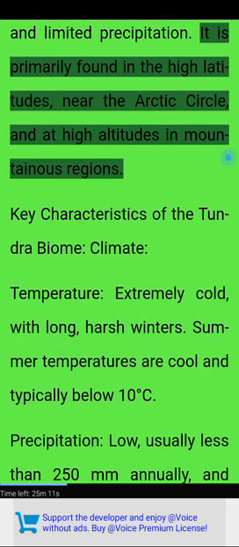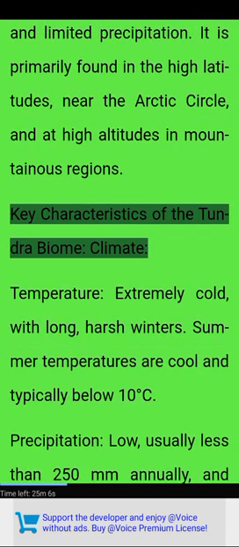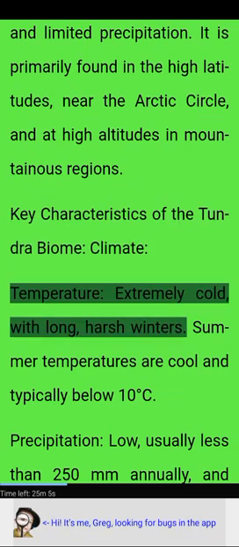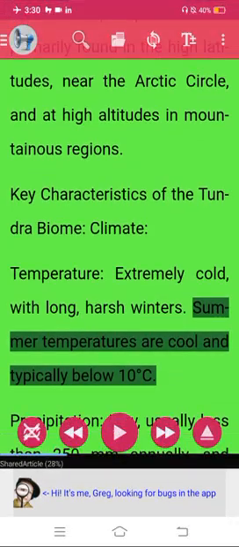It is primarily found in the high latitudes, near the Arctic Circle, and at high altitudes in mountainous regions. Key characteristics of the tundra biome. Climate. Temperature. Extremely cold, with long, harsh winters. Summer temperatures are cool and typically below 10 degrees Celsius.